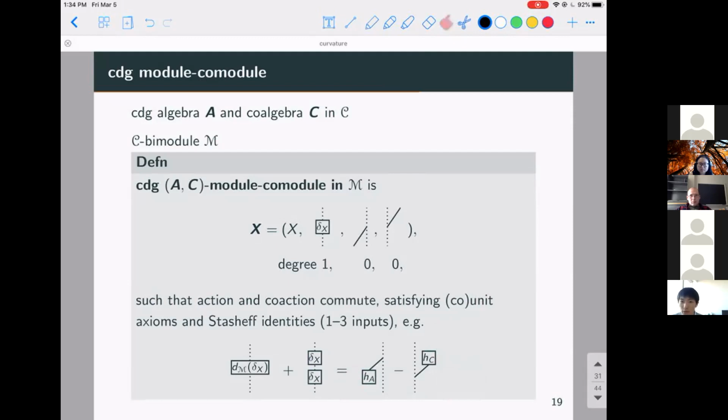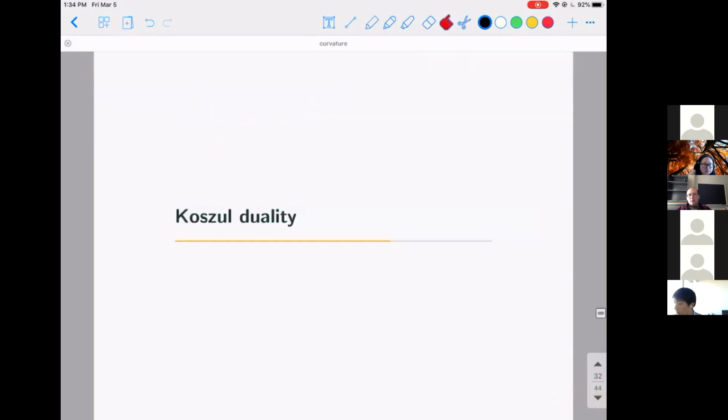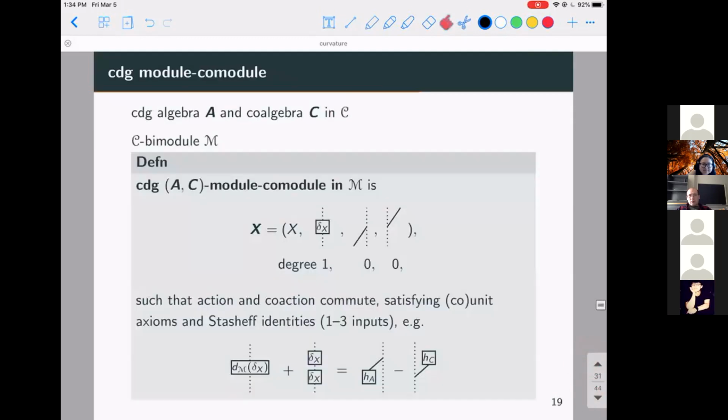Maybe it's a good place to take a break. Was that a CDG coalgebra or just a coalgebra? Oh, I can take C to be a CDG coalgebra. CDG, I guess, algebra and CDG coalgebra. Okay, thanks. Yeah. So again, I haven't written down all the axioms, but it's an exercise to write them all down.